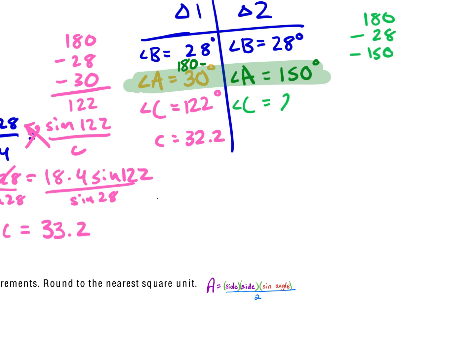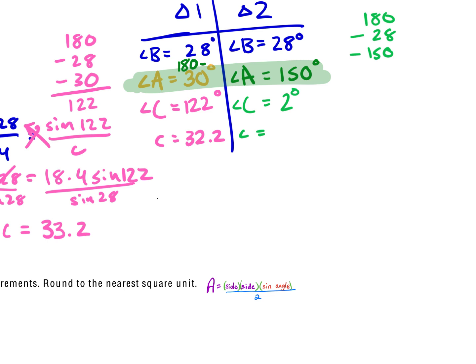2 degrees. What if this was a negative? What would that mean? That there's no second triangle. So if you end up with a negative for one of your angles, there is no second triangle. But we ended up with 2 degrees. So we've got a small angle here.